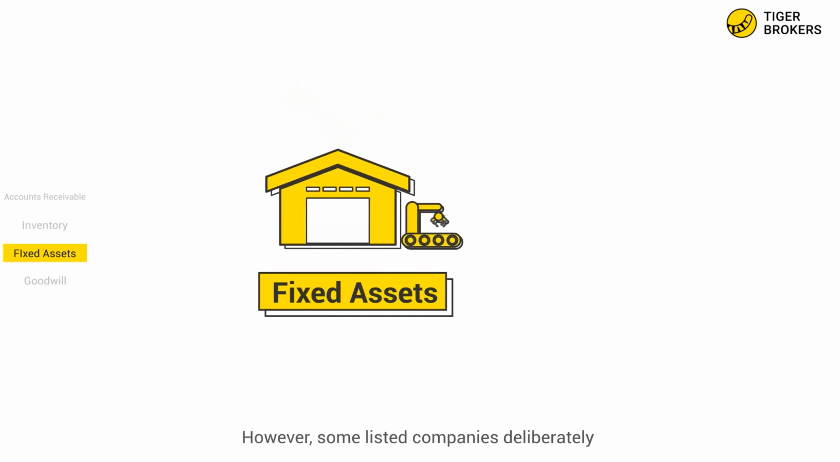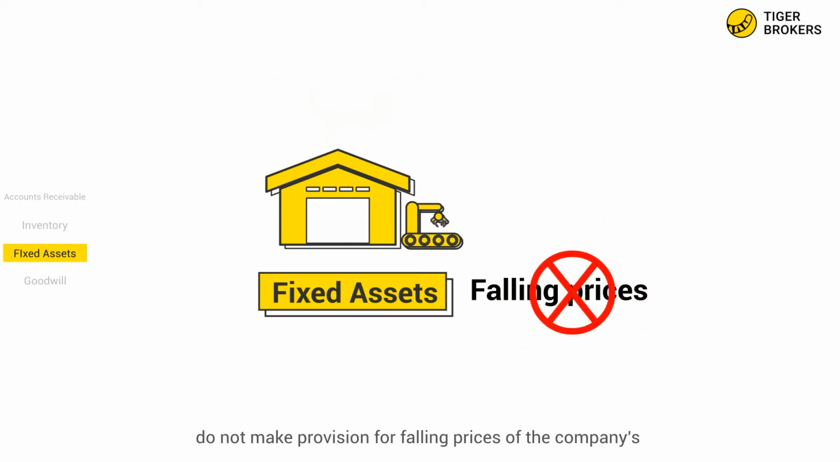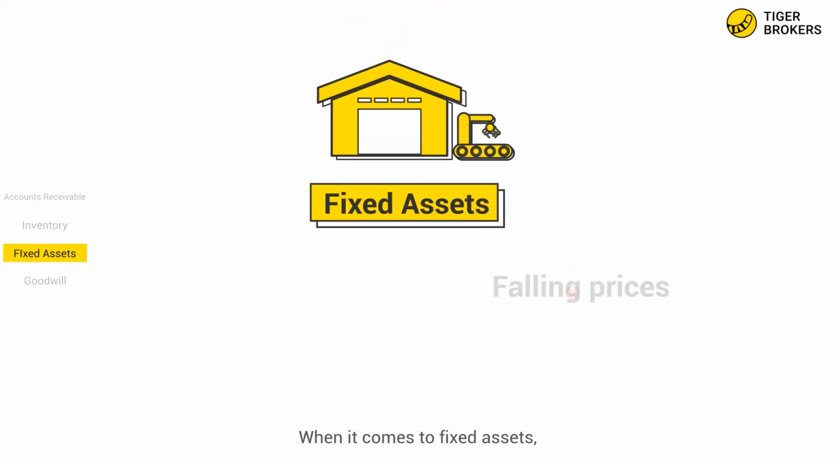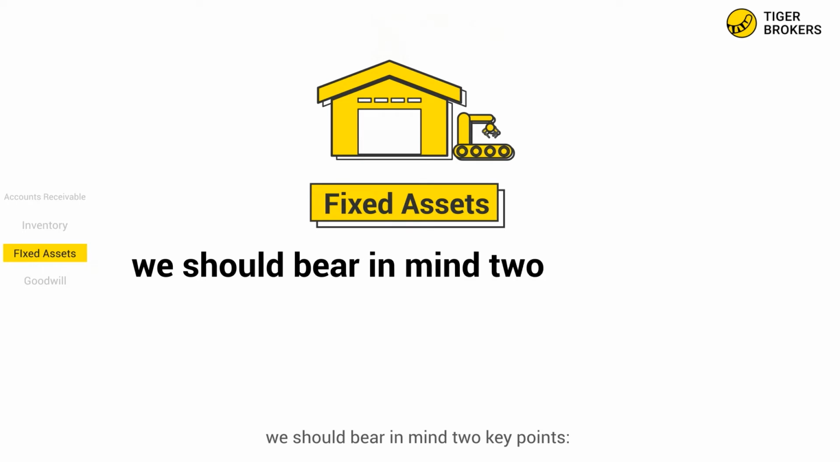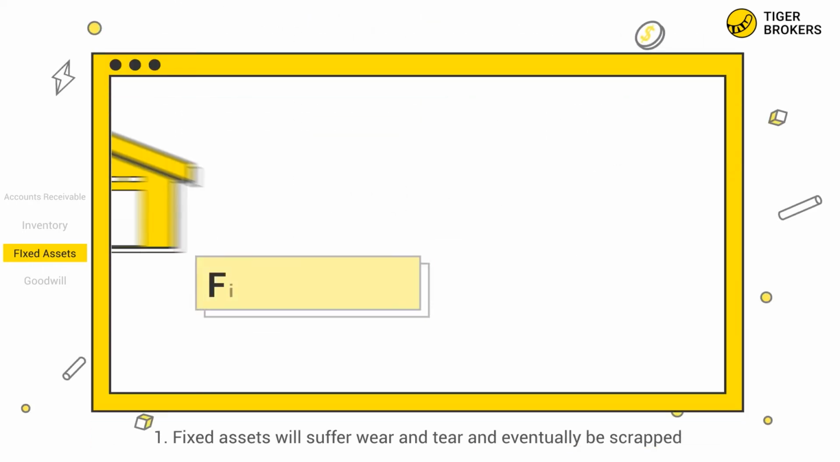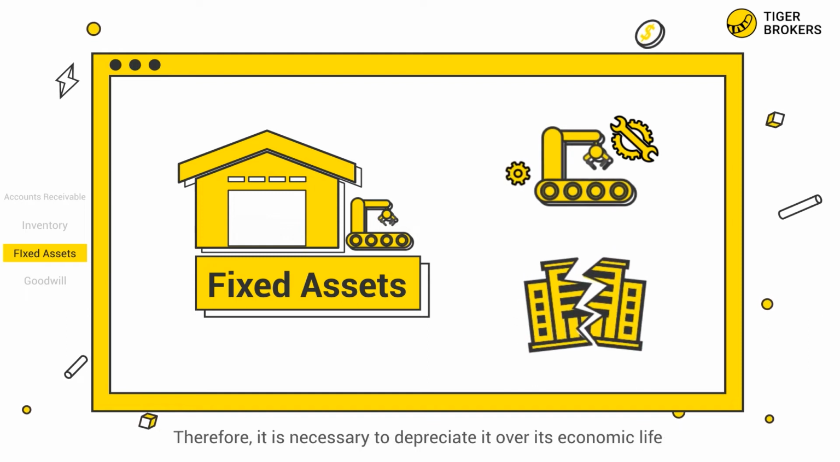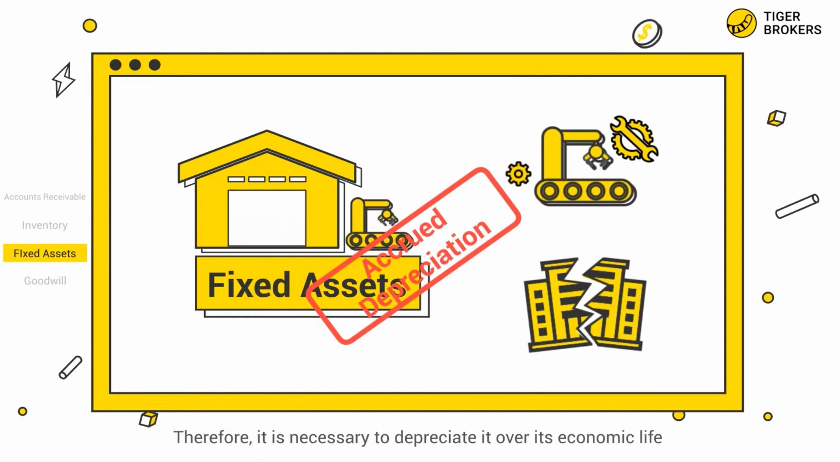However, some listed companies deliberately do not make provision for falling prices of the company's fixed assets in order to increase current profits. In this regard, the fraudulent method of fixed assets is somewhat similar to that of inventories. When it comes to fixed assets, we should bear in mind two key points. 1. Fixed assets will suffer wear and tear and eventually be scrapped. Therefore, it is necessary to depreciate it over its economic life.